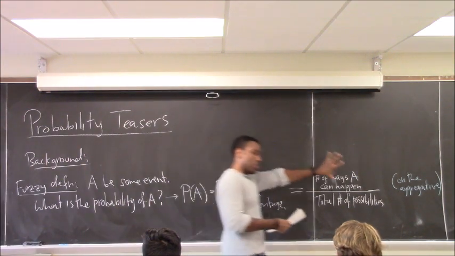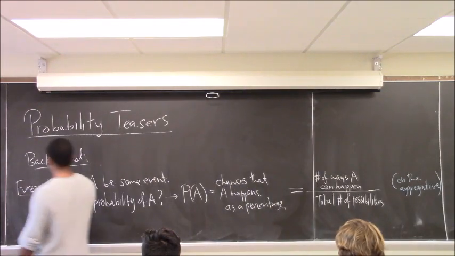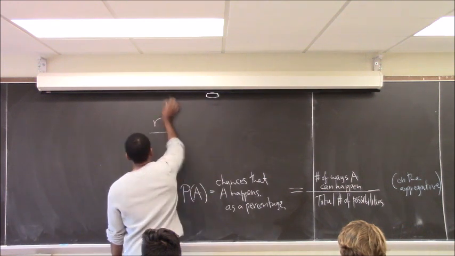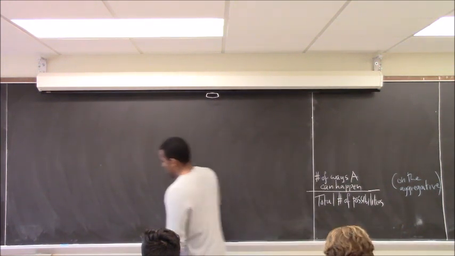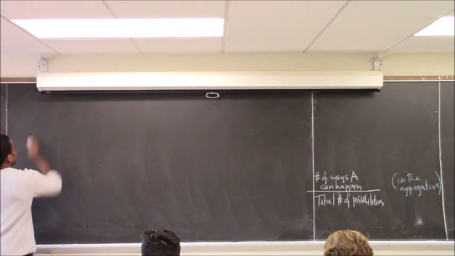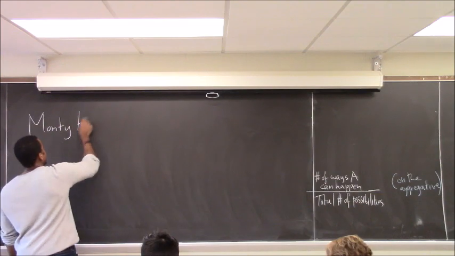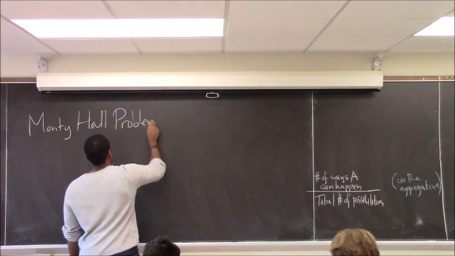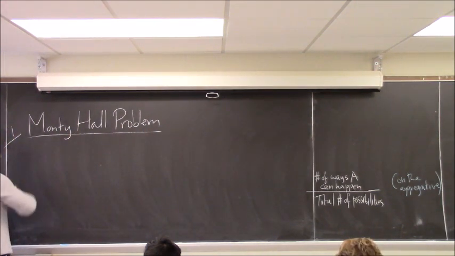So this is the idea that we're going to apply to all these problems. Let's start with problem 1. Very famous problem. It's called the Monty Hall problem. That's problem one in our probability teasers.